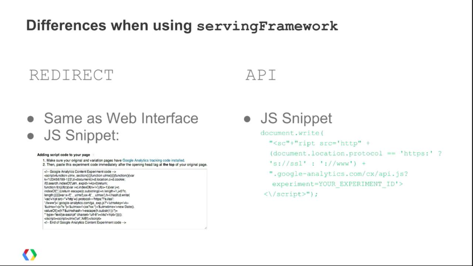You could actually set redirect and use the JavaScript snippet from the API one. It wouldn't make a difference. It doesn't actually affect anything else. It really just changes that snippet for you, it's just a helper for you.